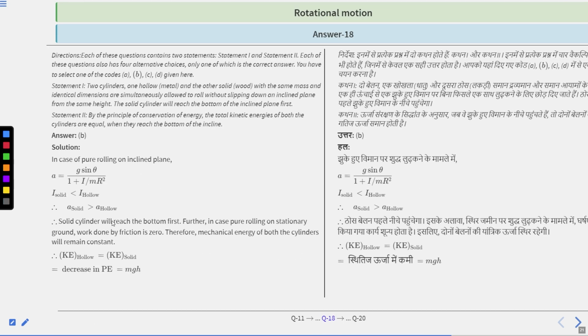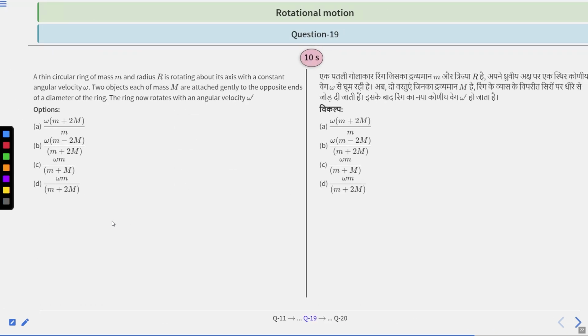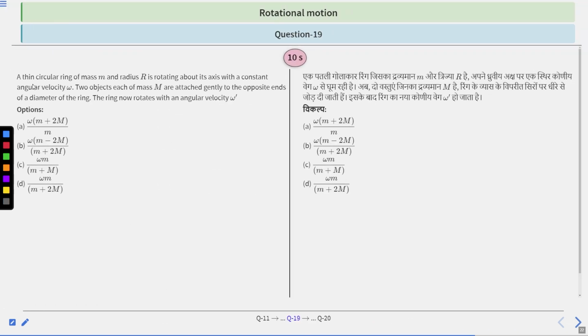Clear? Next question. Question 19 is, a thin circular ring of mass m and radius r is rotating about its axis with a constant angular velocity omega. Two objects, each of mass m, are attached gently to the opposite ends of a diameter of the ring. The ring now rotates with the angular velocity omega prime. So, which option is correct?